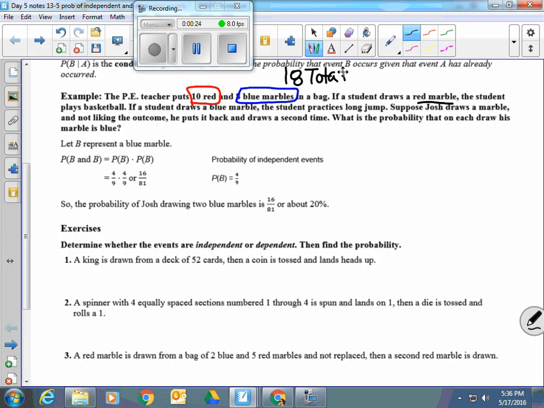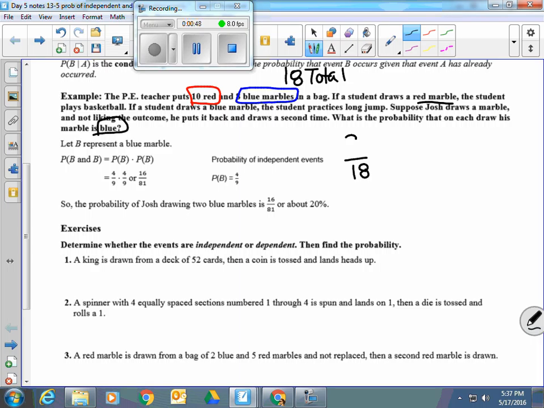Suppose Josh draws a marble and, not liking the outcome, he puts it back and draws a second time. What's the probability that on each draw his marble is blue? So, the first time, there are a total of 18 marbles. If he reaches in and grabs one, he draws a marble that he doesn't like the outcome of, and he puts it back. And we want to know the probability that it's blue.